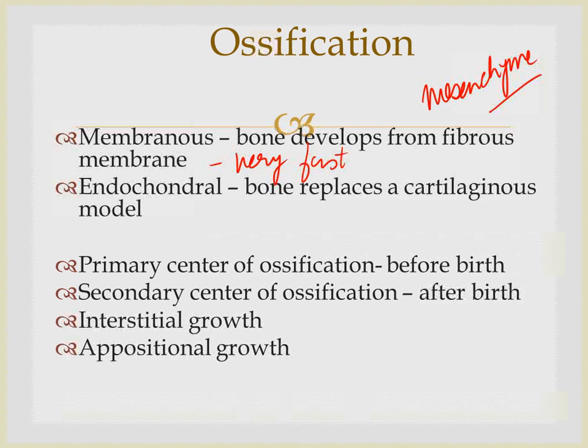Then the second type of ossification is known as endochondral, or sometimes also called enchondral ossification, where first cartilage is formed. So actually mesenchyme forms a cartilaginous model, and then the cartilage is replaced by bone. So it's like a two-step process. So this obviously takes a little longer.